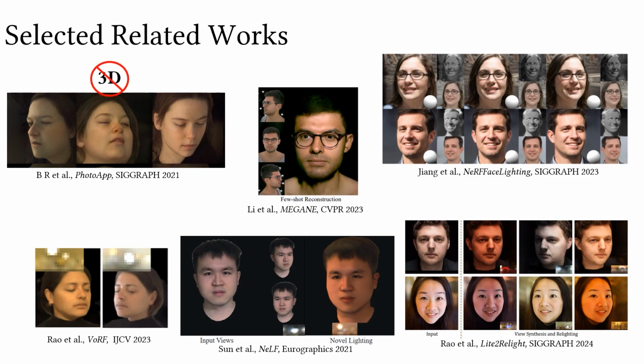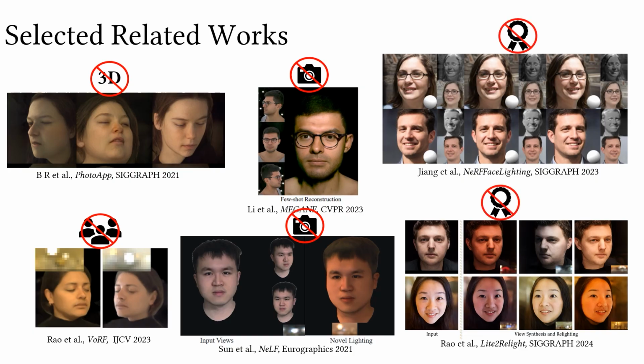For example, PhotoApp relies on a 2D StyleGAN to achieve view and lighting control, but it struggles to preserve identity and accurate lighting due to its lack of inherent 3D geometry. Methods such as VORF don't generalize well to unseen subjects. This is due to their limited face prior and reliance on a slow optimization process. Approaches like MegaGAN and NeLF require multiple input views at test time, limiting their feasibility for monocular applications.